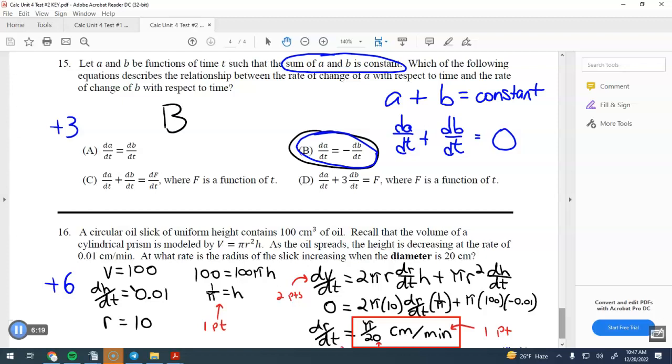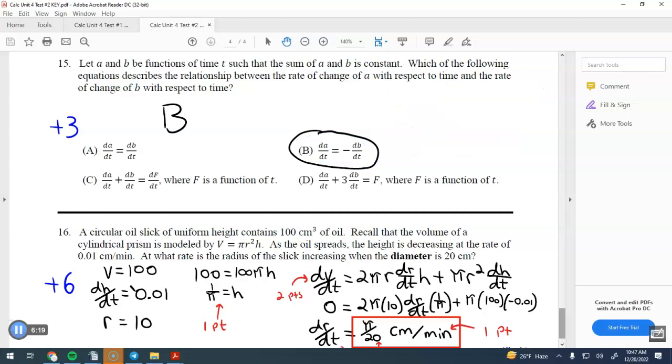How's that? Any other questions on 15? All right, what's next? 2D untested.